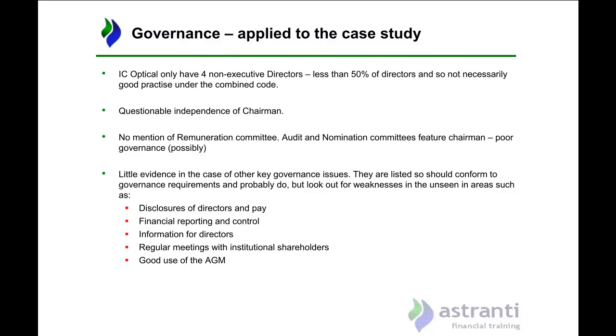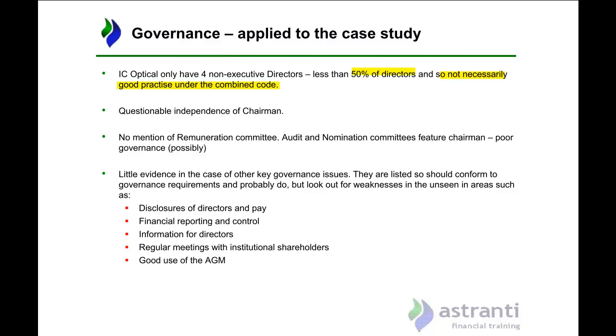Now, first of all, they only have 4 non-executive directors when they have 5 executive directors. So that's less than 50% of the directors are non-executive, and governance says that you should have half and half. However, it's not necessarily good governance, but it's not necessarily bad governance as well, because of course 4 v 5 is not that big a difference. If, for example, they had 7 or 8 executive directors and only 1 or 2 non-executive directors, that would be more of a breach of the code of governance.